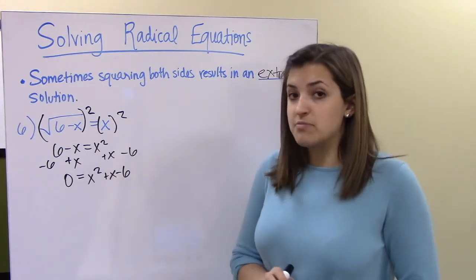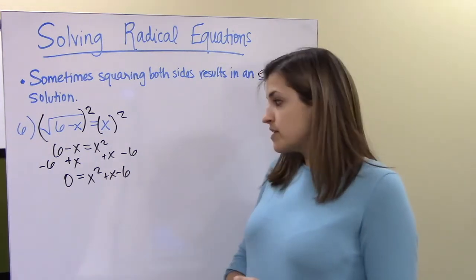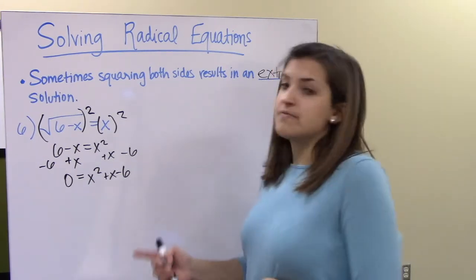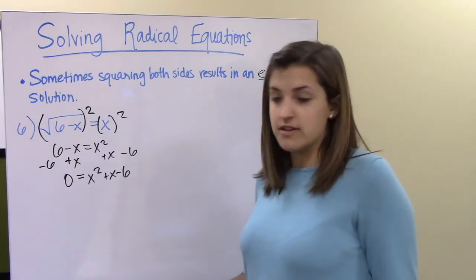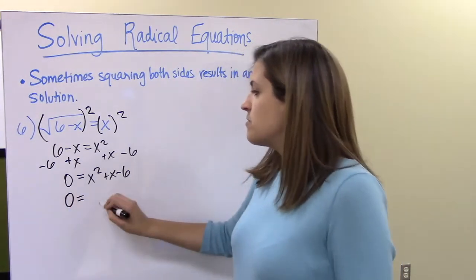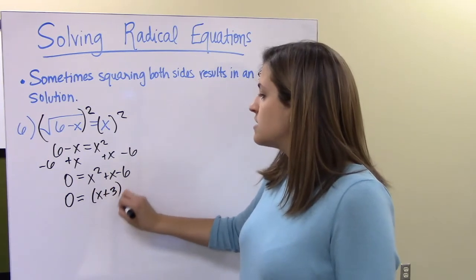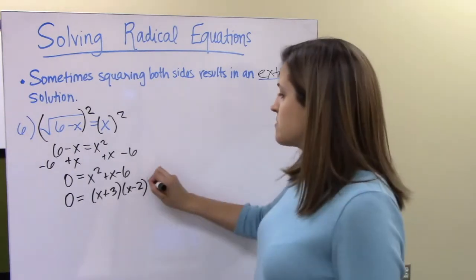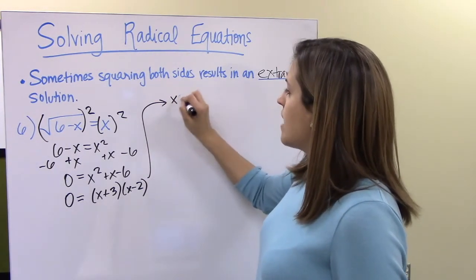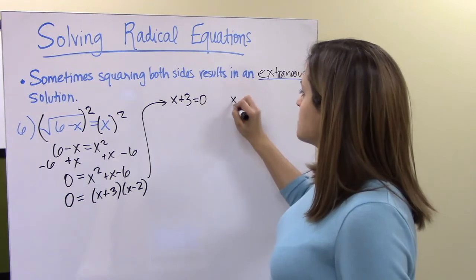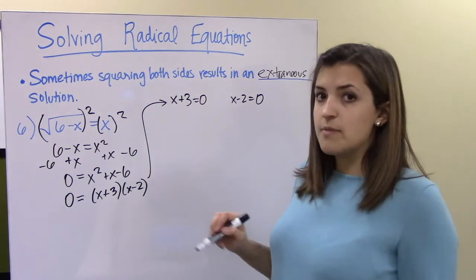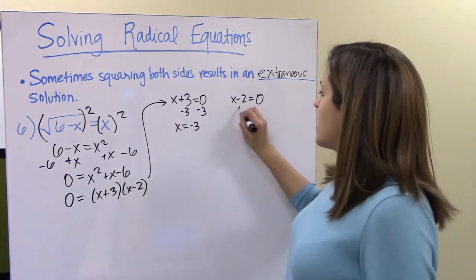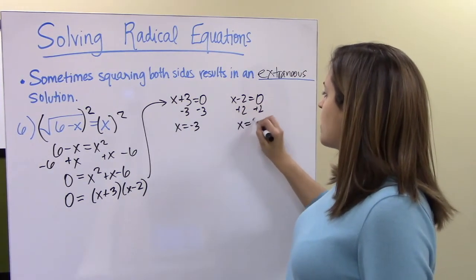Now you know that you have options here. You can use the quadratic formula to solve this, you can use factoring, or you can use completing the square. I'm going to use factoring since I think it's probably the quickest method. So I'm going to factor this into 0 equals x plus 3 times x minus 2. Now here's where I make my little baby equations. So I'll have x plus 3 equals 0 and x minus 2 equals 0. I'm going to subtract 3 from both sides here, and I get x equals negative 3. I'm going to add 2 to both sides here, and I get x equals positive 2.